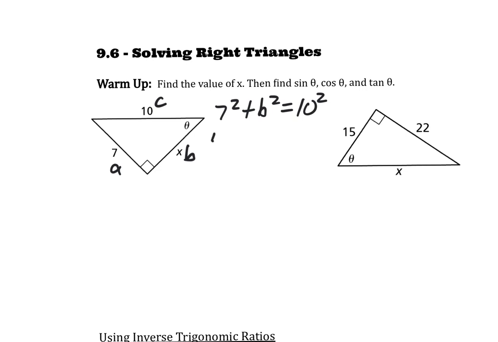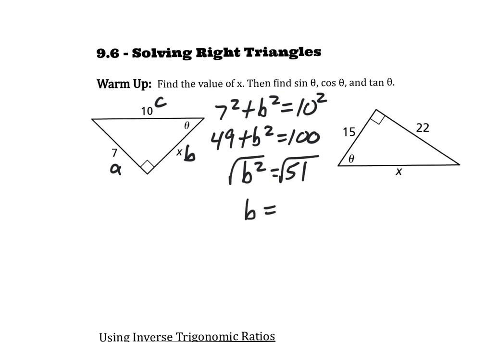Okay, so this is 49 plus B squared equals 100. Subtract 49, and we take the square root. Now, here's the part that's a little bit weird, but this is the length of my side. That's the exact form of the length of this side. If I was doing a story problem, we'd probably go to a decimal here. But for right now, we're going to leave this side as the square root of 51.